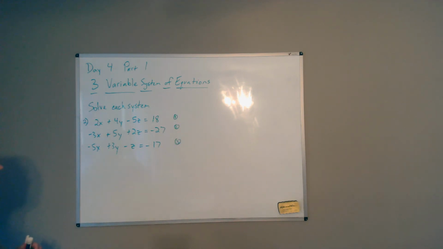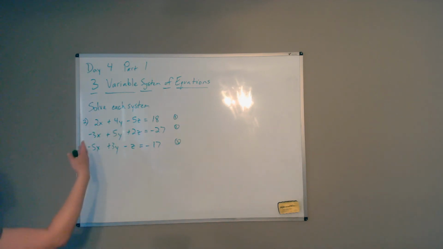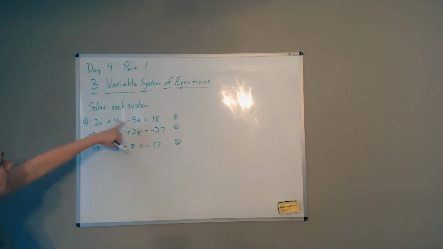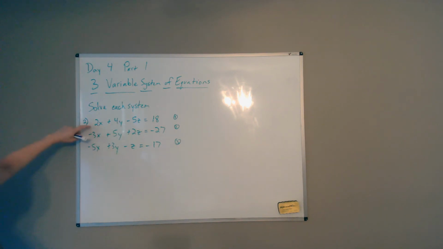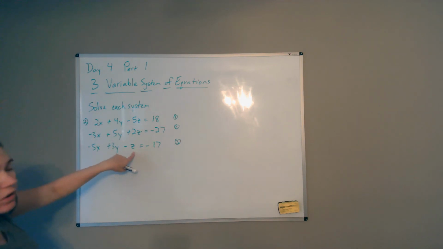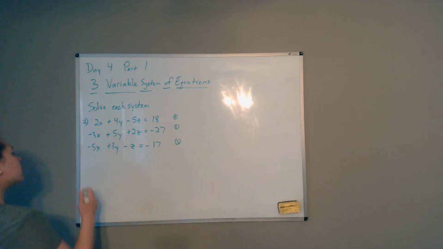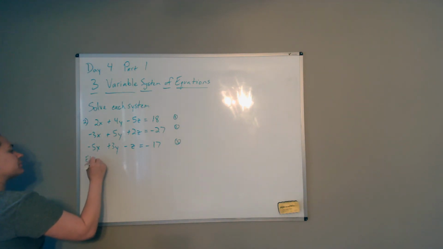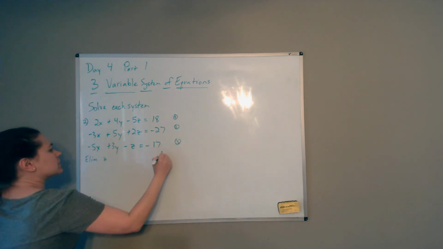what's the most efficient letter to eliminate first. So if you look, we have a negative z, okay, and then we have 2z and negative 5z. So for me, I would choose to eliminate z because 2 and 3, they don't share a common multiple. 3 and 5 don't. So it would just be a little less work if you choose to eliminate z first. So that's what I'm going to do. So I'm going to eliminate z.